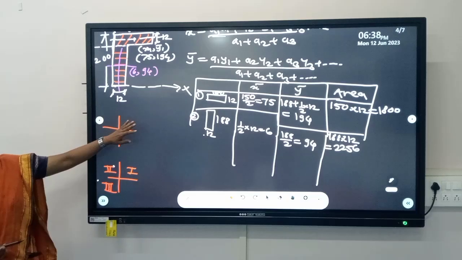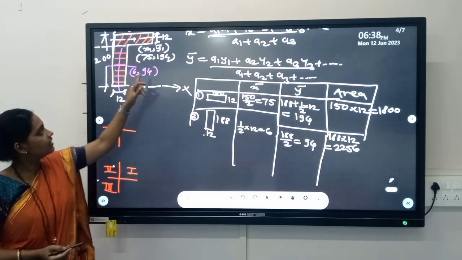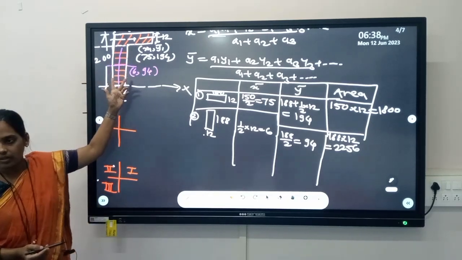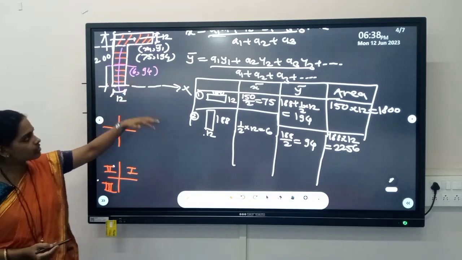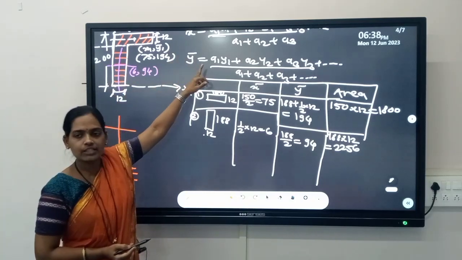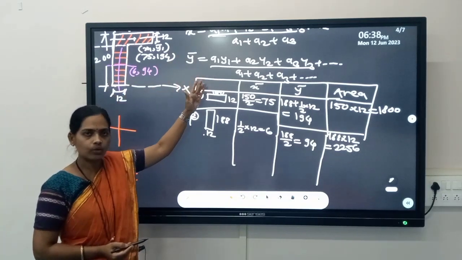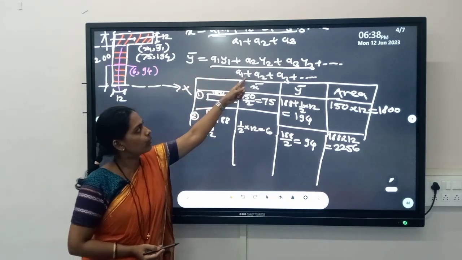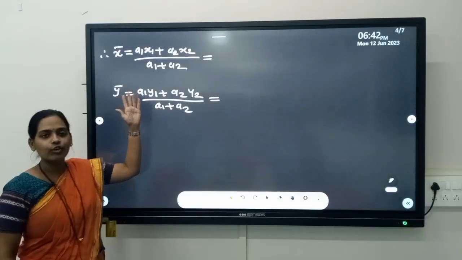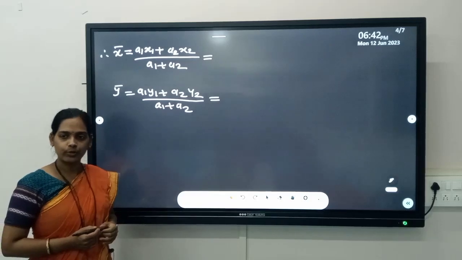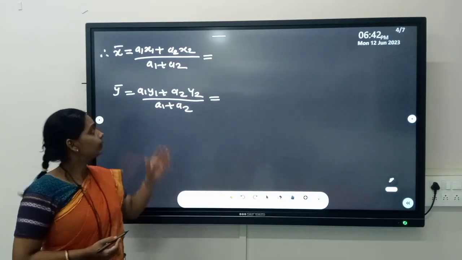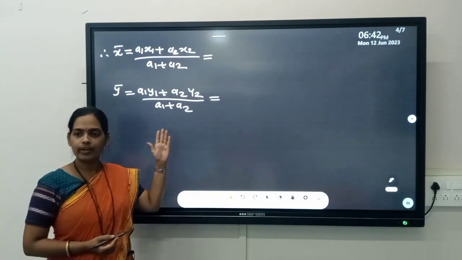Now we will locate the centroid of the whole figure. These are the centroids of the individual figures, but we have to locate the centroid of the whole L section. That's why we use x bar equal to a1x1 plus a2x2 divided by a1 plus a2, and y bar equal to a1y1 plus a2y2 divided by a1 plus a2.